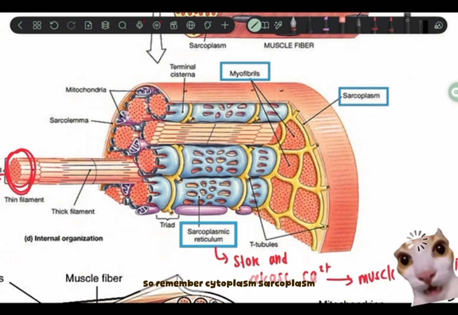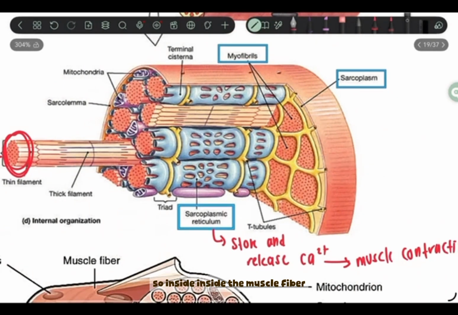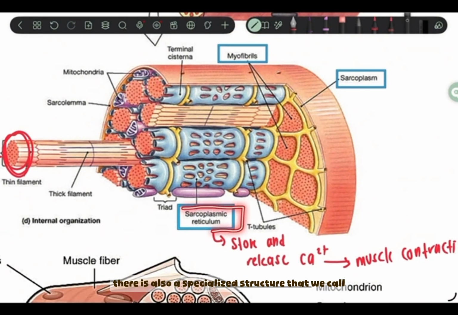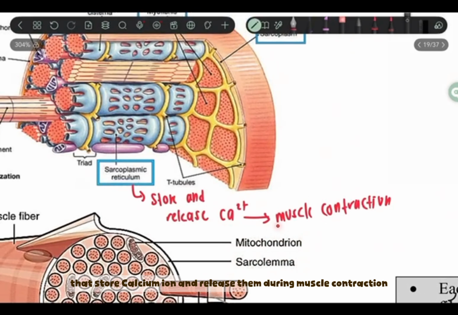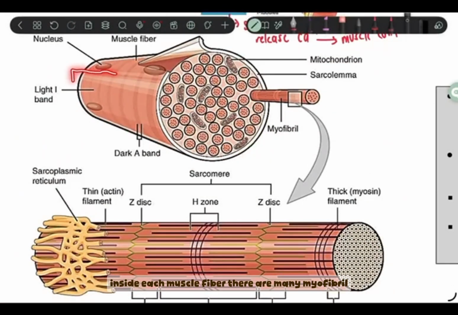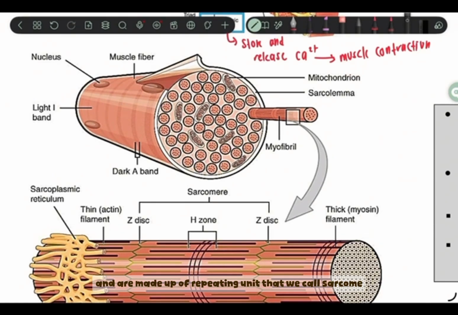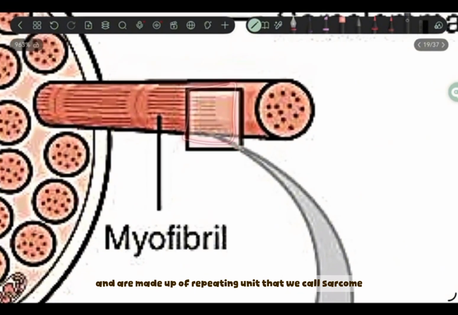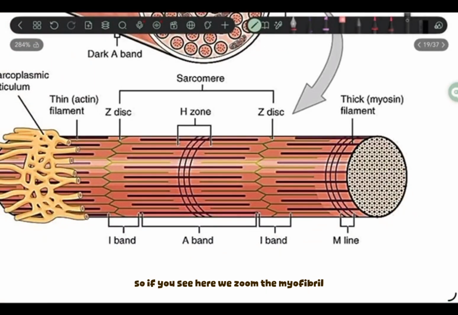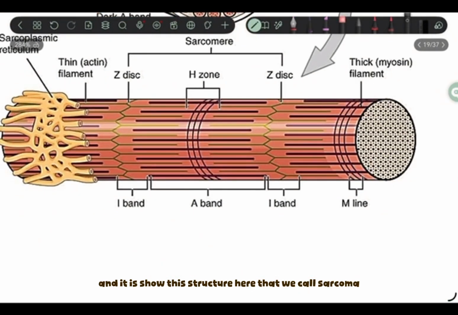So remember, cytoplasm, sarcoplasm. Inside the muscle fiber, there is also a specialized structure that we call sarcoplasmic reticulum. The sarcoplasmic reticulum is a specialized smooth endoplasmic reticulum that stores calcium ions and releases them during muscle contraction. Inside each muscle fiber, there are many myofibrils. The myofibrils are responsible for muscle contraction and are made up of repeating units that we call sarcomeres. If you see here, we zoom in on the myofibril, and it shows this structure that we call sarcomere.